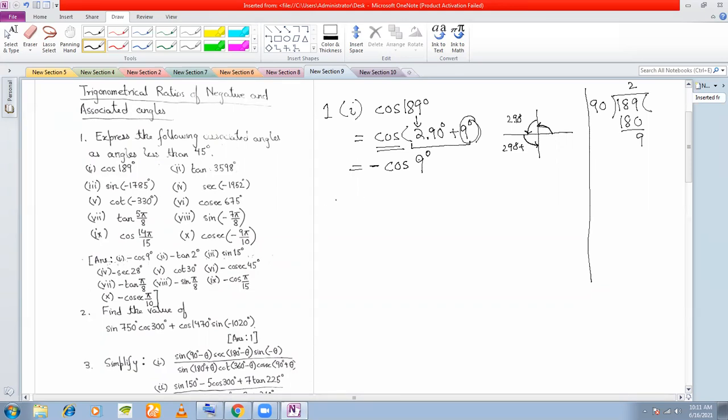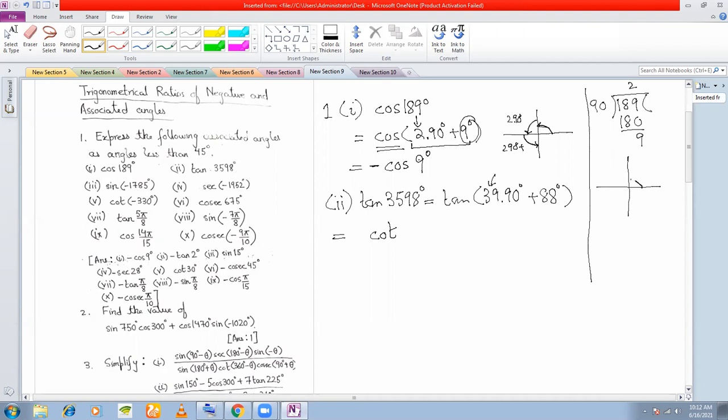Let's see the second one. Tan 3598 degrees. You divide this by 90 degrees, you'll get 39 into 90 plus 88 degrees. Now, have a look at this. What multiple is this? This is an odd multiple, right? So tan will change to cot. Now we see which quadrant it lies in.